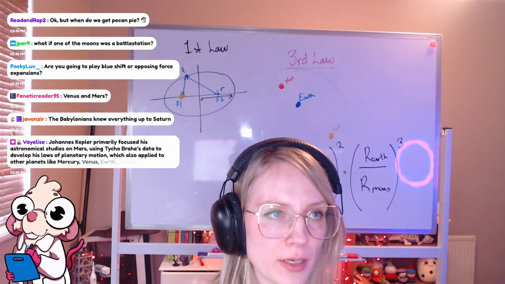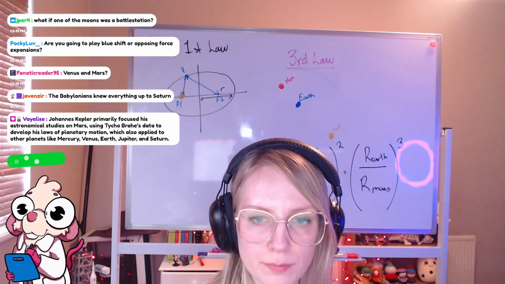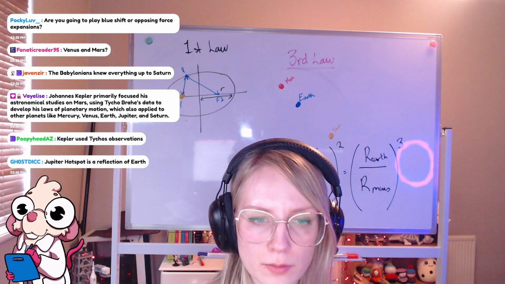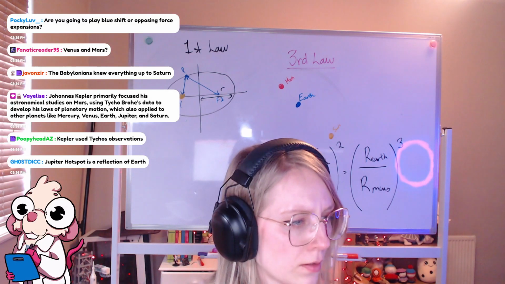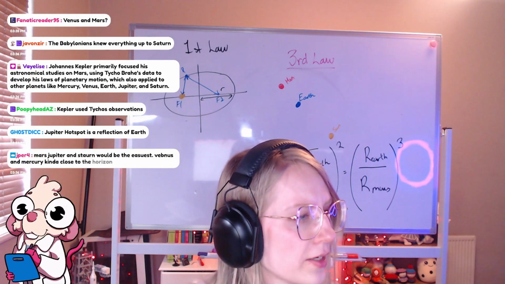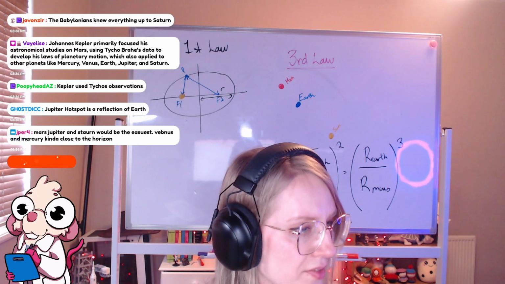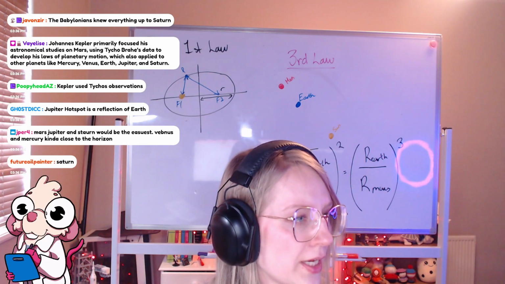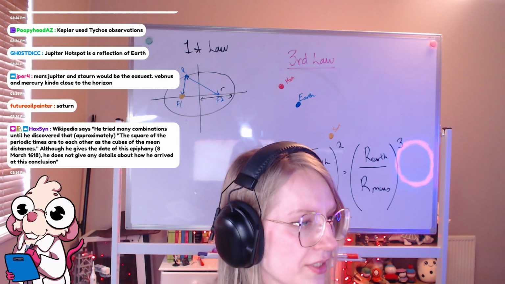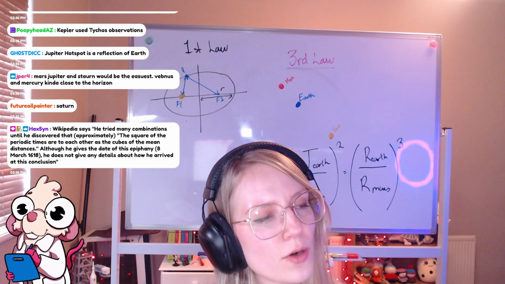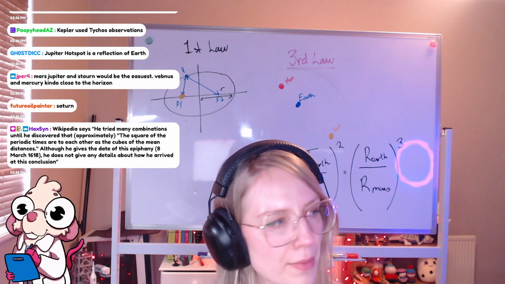Oh, there's a lot. Oh, come on. No, this article doesn't say. Okay, here we go. Velis has something in here. Johannes Kepler primarily focused his astronomical studies on Mars, using Tycho Brahe's data to develop his laws of planetary motion. It was also applied to other planets like Mercury, Venus, Earth, Jupiter, and Saturn. So that implies that he didn't do that though. Am I right in saying that?